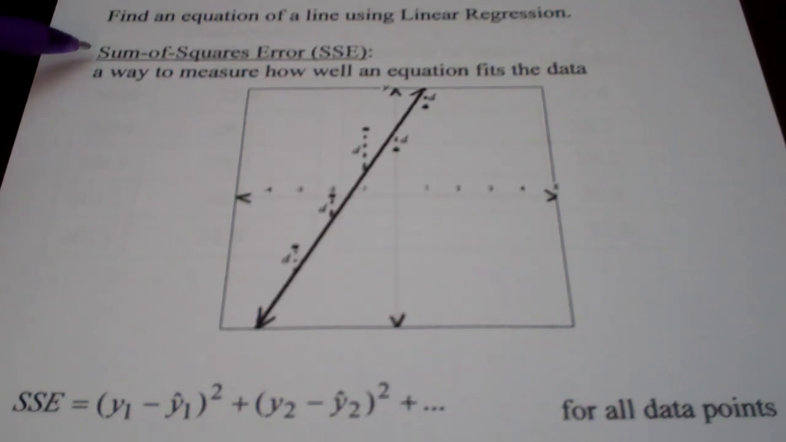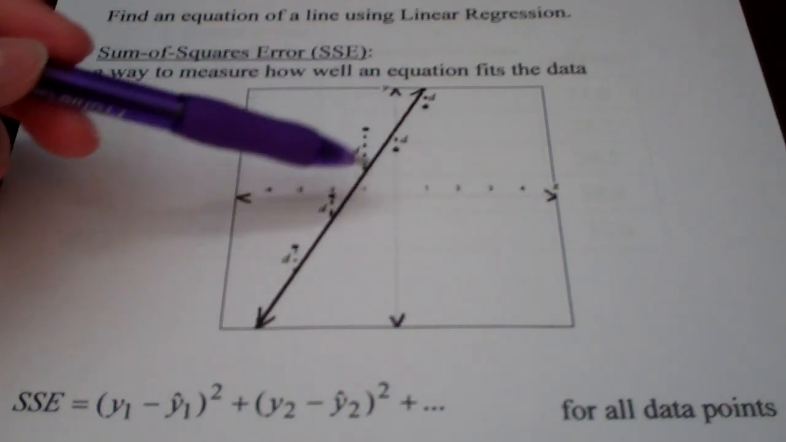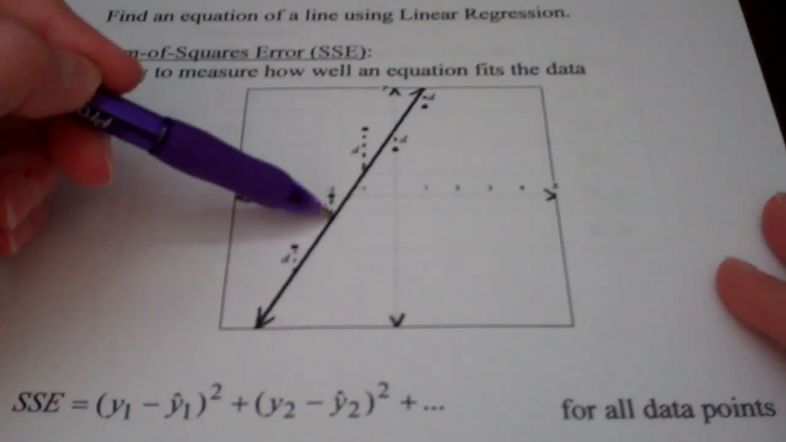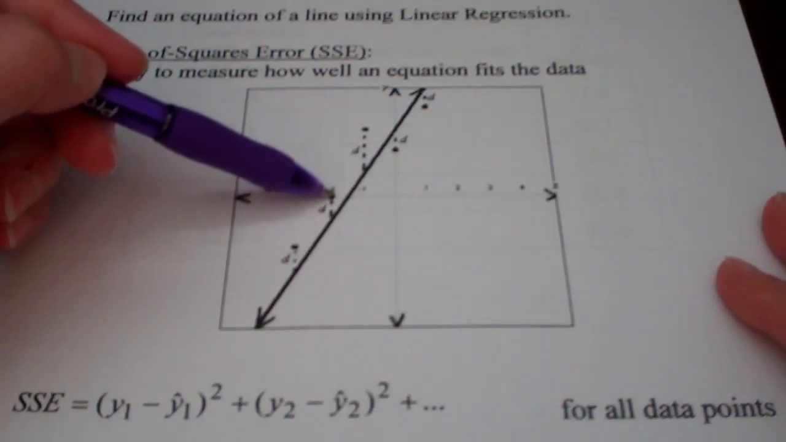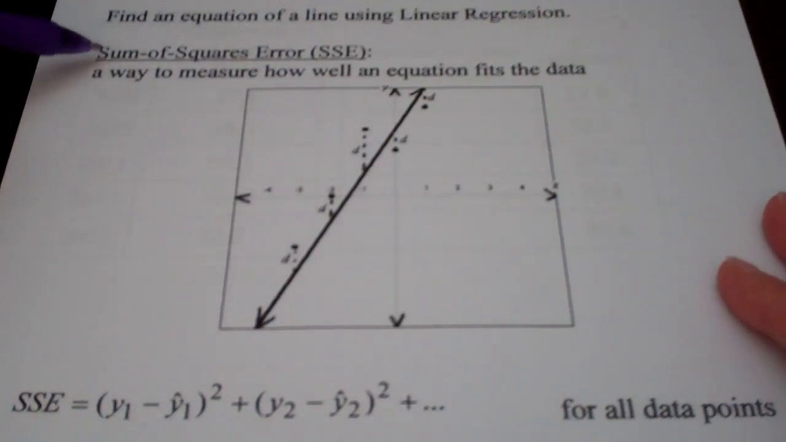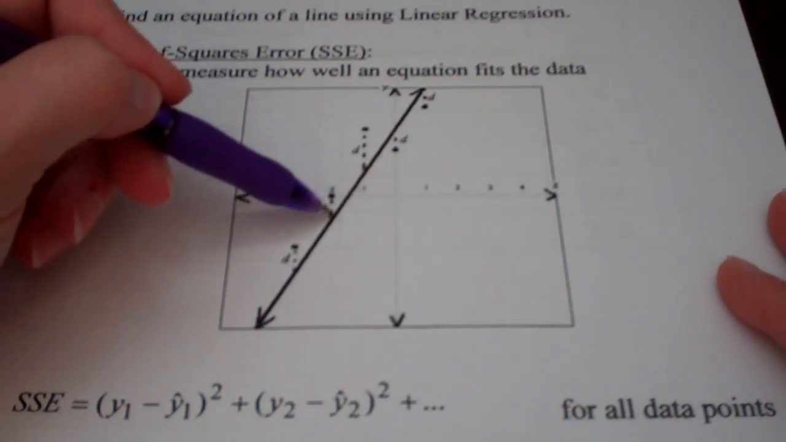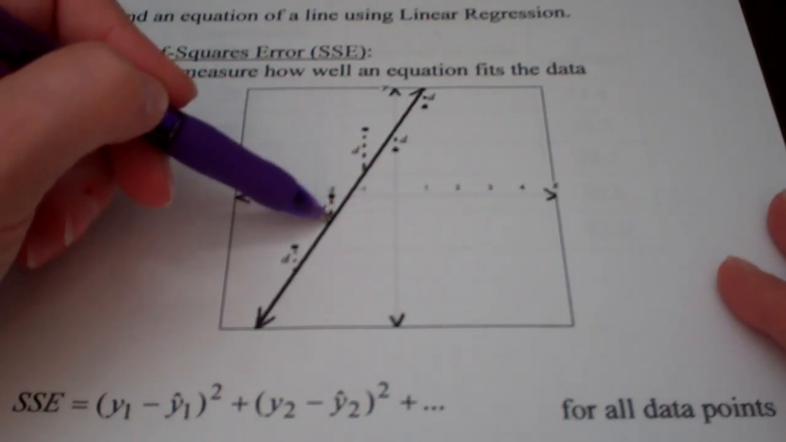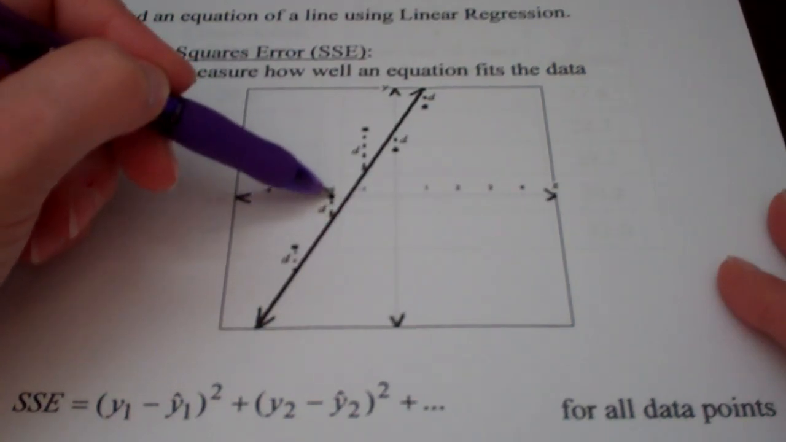An error measurement is a way to measure how well your equation or your line fits with the data points that you have. It's not going to fit exactly because we're dealing with something that's approximately linear. So we want a way to measure how far our data point is from the line if it's not on it. The way the sum of squares error works is we look at a point on the line that vertically has the same x value as our data point.